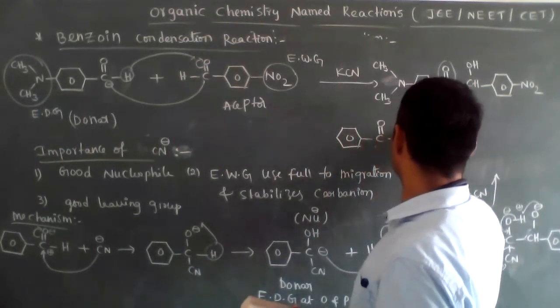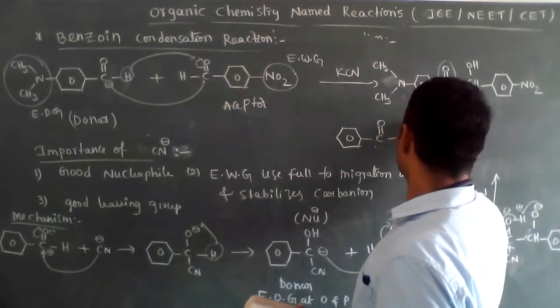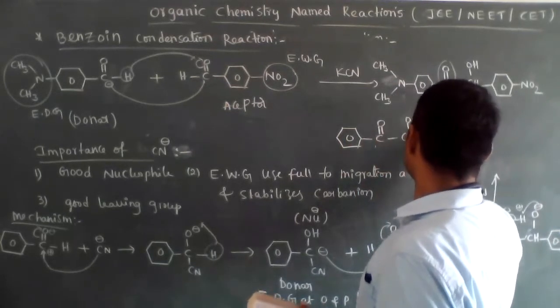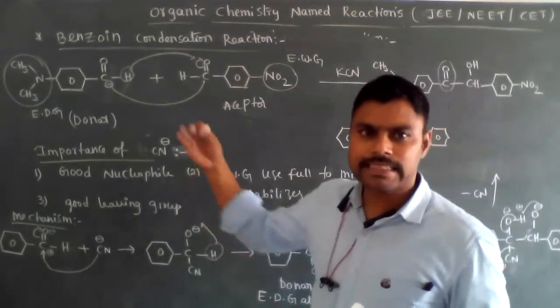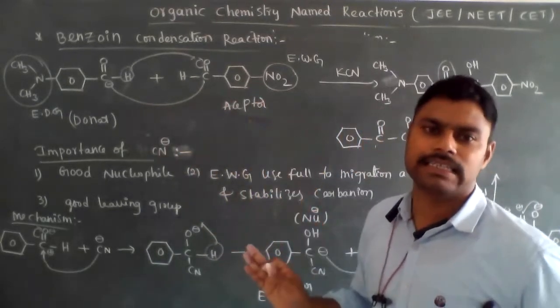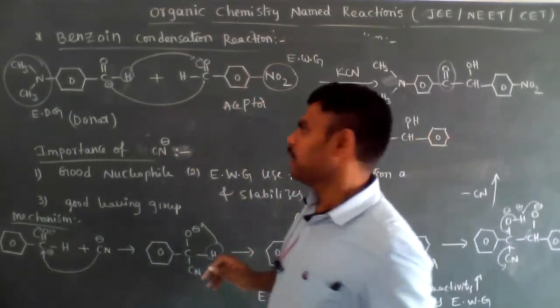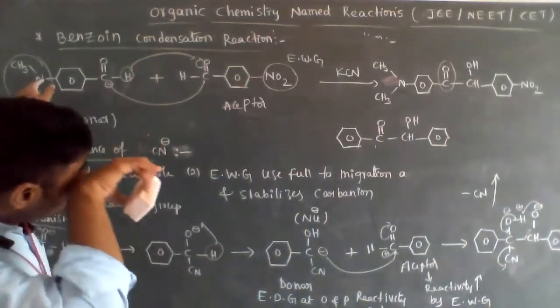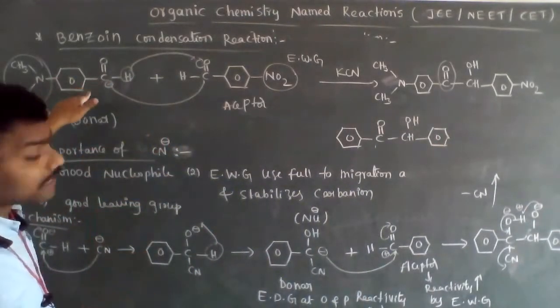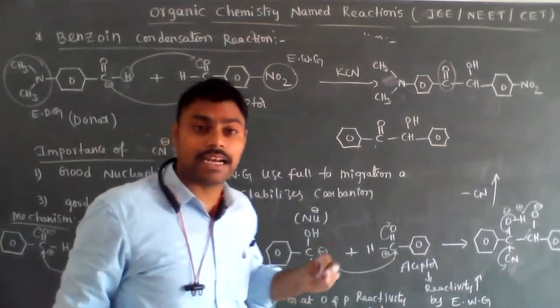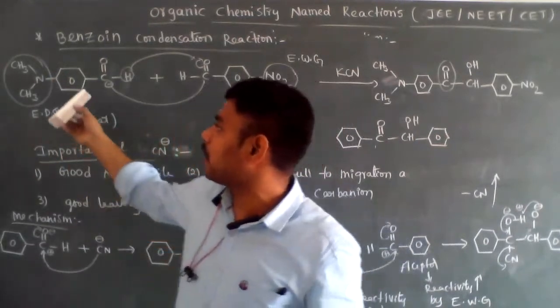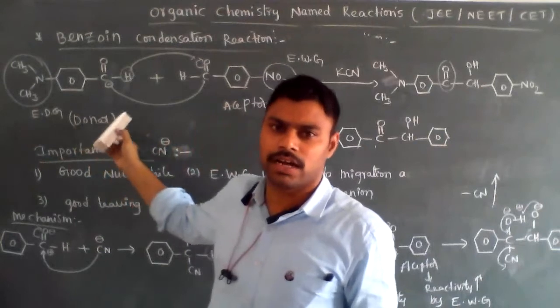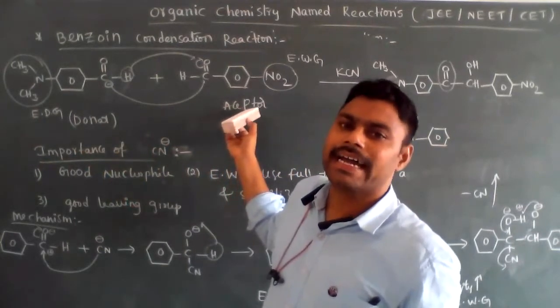Two moles of benzaldehyde only. But when we use benzaldehyde derivatives, we need to observe which one acts as a donor and which acts as an acceptor. Donor means that benzaldehyde has an electron donating group at either the ortho or para position, then it acts as a donor. The other one acts as an acceptor.